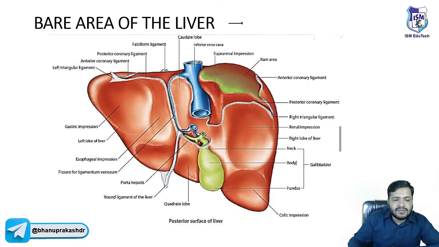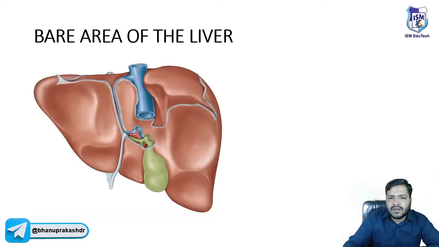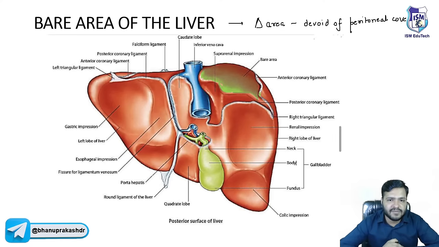The reason is that it is a triangular area which is devoid of peritoneal covering. If you want me to highlight it in another image, you can see this particular area. So this is the bare area of the liver, a roughly triangular shaped area present on the posterior surface.